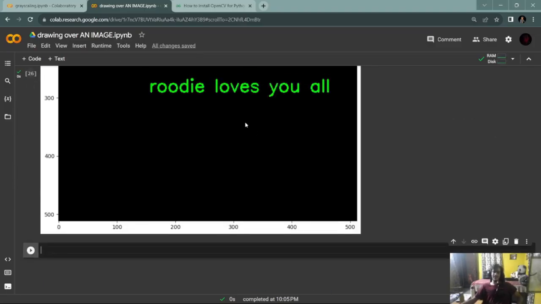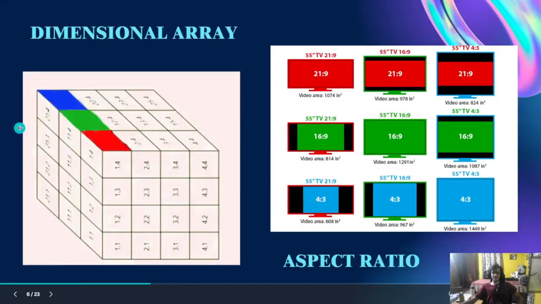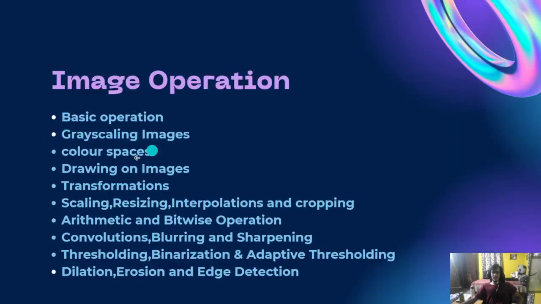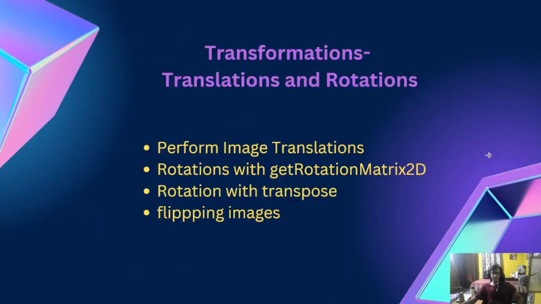So this chapter ends here. What we have done so far: we have done the basic operations, the grayscaling of images, color spaces, and drawing on images, and now it's time for transformation. What is transformation? Transformation, translation, and rotations. First is transformation, then translations, and then rotations. In this, we will perform image translations.